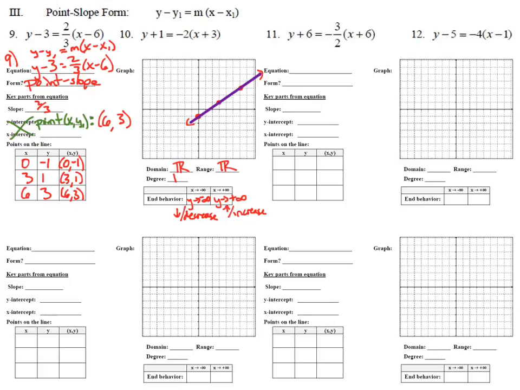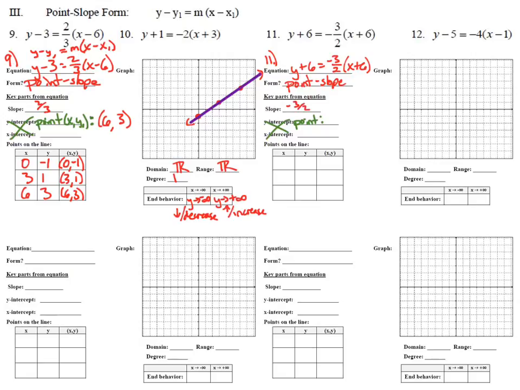Let's do one more, and then we'll look at some other types of equations you might run into. So for number 11, y plus 6 is equal to negative 3/2 times x plus 6. So again, point slope form. We will get the slope but not our intercepts. We'll just have the point that's given. So from our equation, we can see our slope is -3/2.